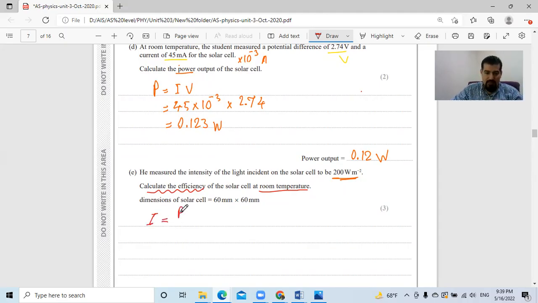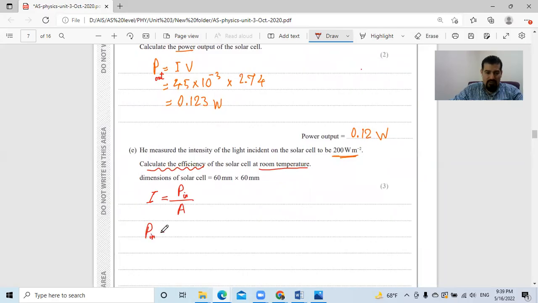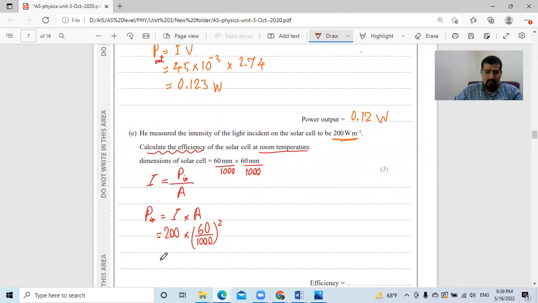Light intensity equals the power in over the area. The power out is how much the current comes out. So by doing cross multiplication, I will find the power in, which is light intensity multiplied by area, which is 200 times the area, and with these areas, we have to divide them by 1,000 to convert them from millimeter to what? Meter. So it will be 60 over 1,000 squared, because the length is as this, it's square, length as width. And we will find the power input, and it will be 0.72 watt. This is the first step.